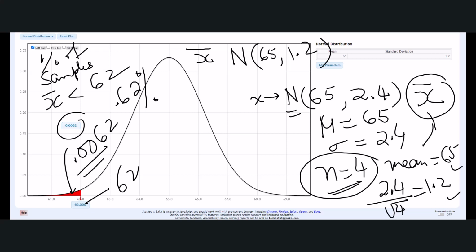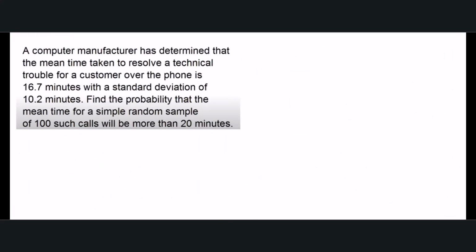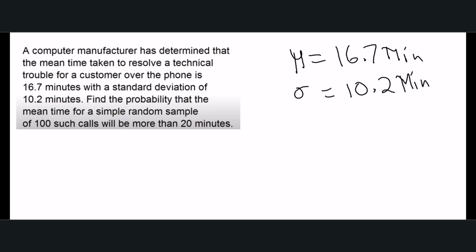All right, now let's finish with the review of just one more idea. Say we have a question like this, and I'm taking the same question that I did for the TI-84 example, that a computer manufacturer has determined that the mean time that it takes for a technical trouble to resolve over the phone is 16.7 minutes, and the standard deviation is how much? 10.2 minutes.